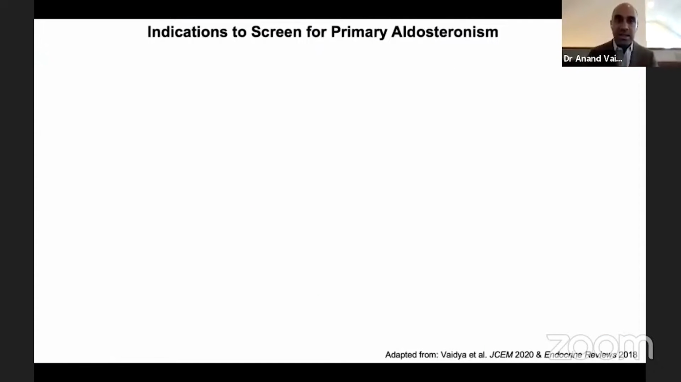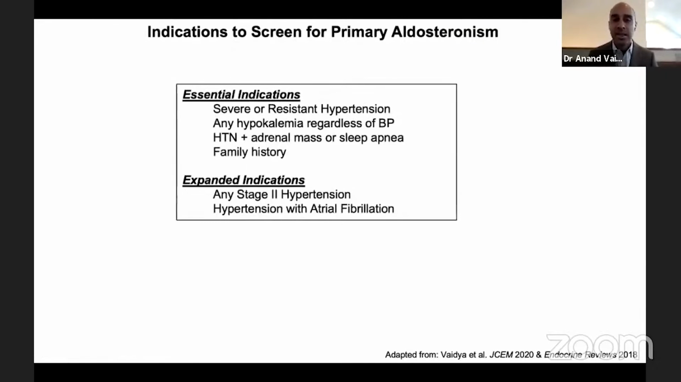So I'll summarize this with an algorithm that I use. This is published in JCM recently. Main essential indications to screen: severe or resistant hypertension, or any hypokalemia regardless of blood pressure. Other indications include hypertension with an adrenal mass or sleep apnea or a family history, but I think these indications will be expanded to include patients with milder forms of hypertension and hypertension and atrial fibrillation because the prevalence is higher there.